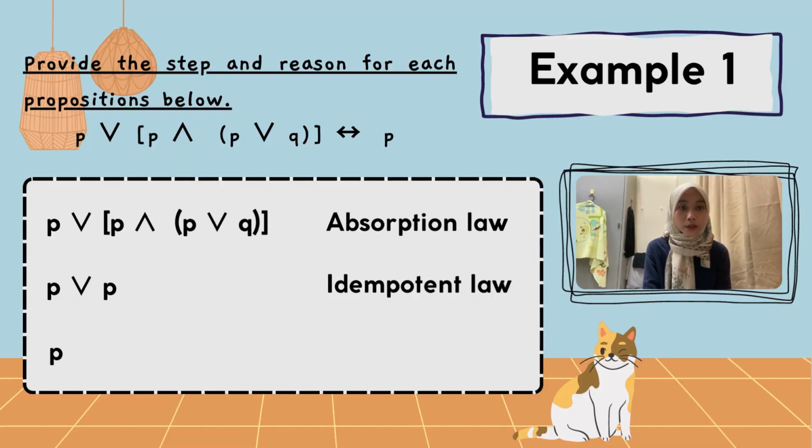Example 1. Provide the step and reason for each proposition below. The question is, P or (P and (P or Q)) is equivalent with P. So we apply the absorption law to get P or P, and then we apply the idempotent law to get P.